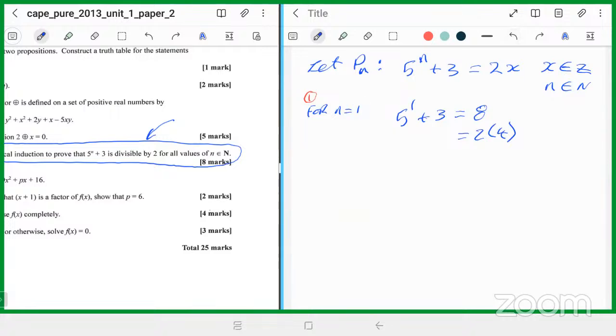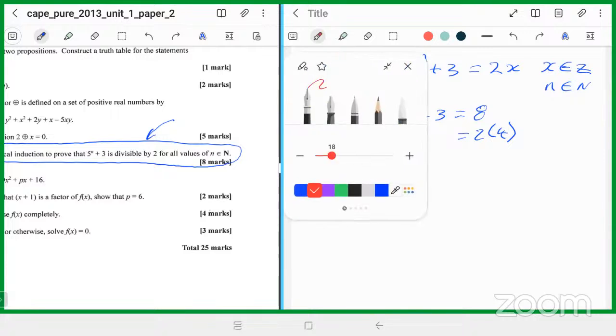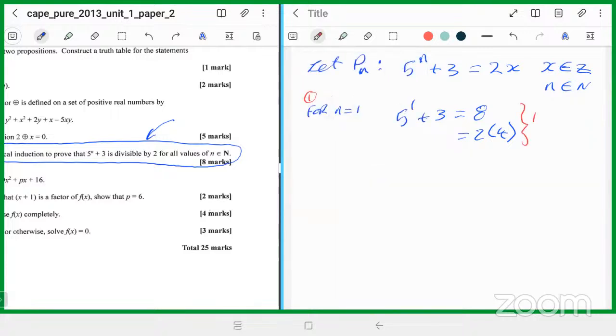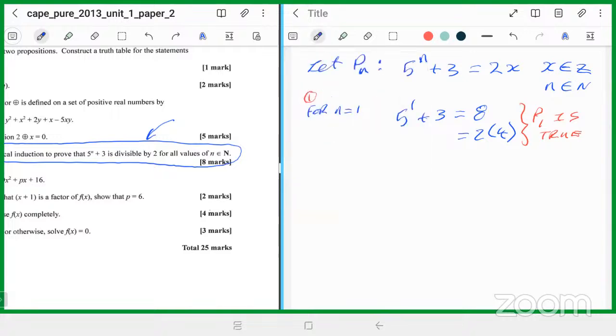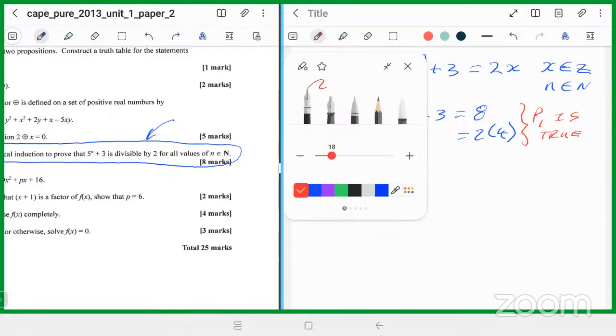So we can make that conclusion here and say P1 is true. That's the first step. P1 is true. So the statement is true for n equals 1. The next step is to assume it is true for some value k.